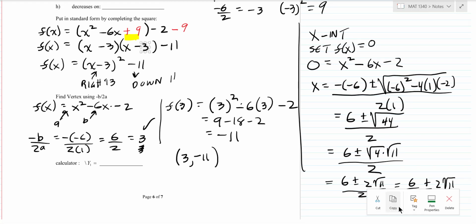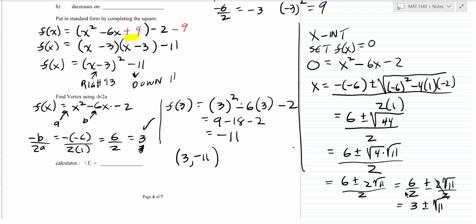Okay, so what we've got now is 6 over 2 is 3, the 2's cross out, so you have 3 plus or minus square root of 11 like that. Okay, so you have to work through the quadratic formula like we learned earlier in the semester. Now you've got your intercepts.